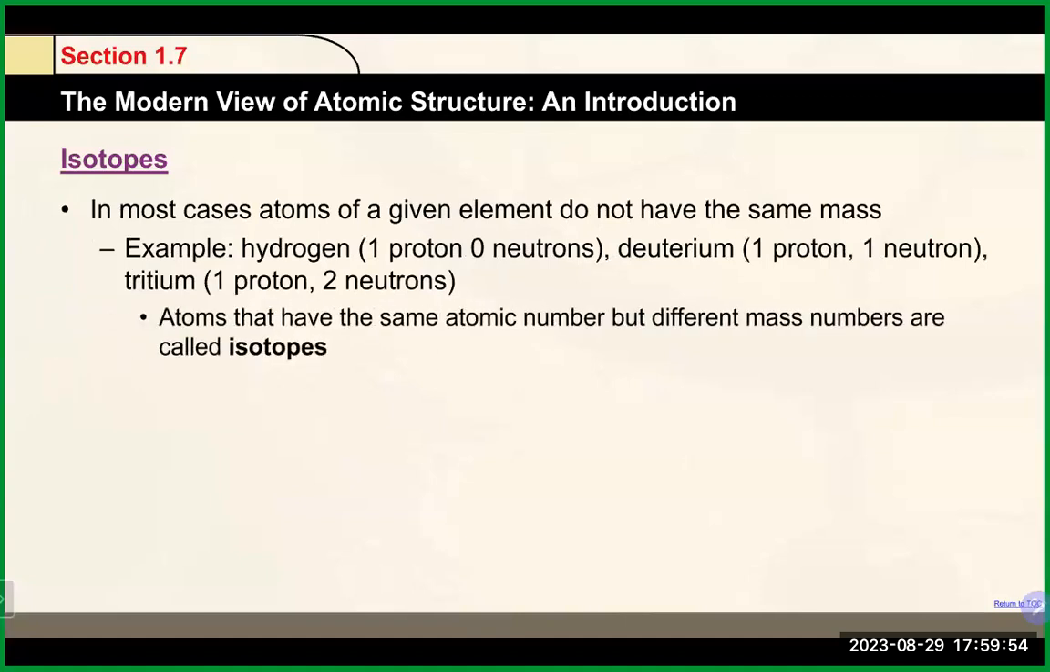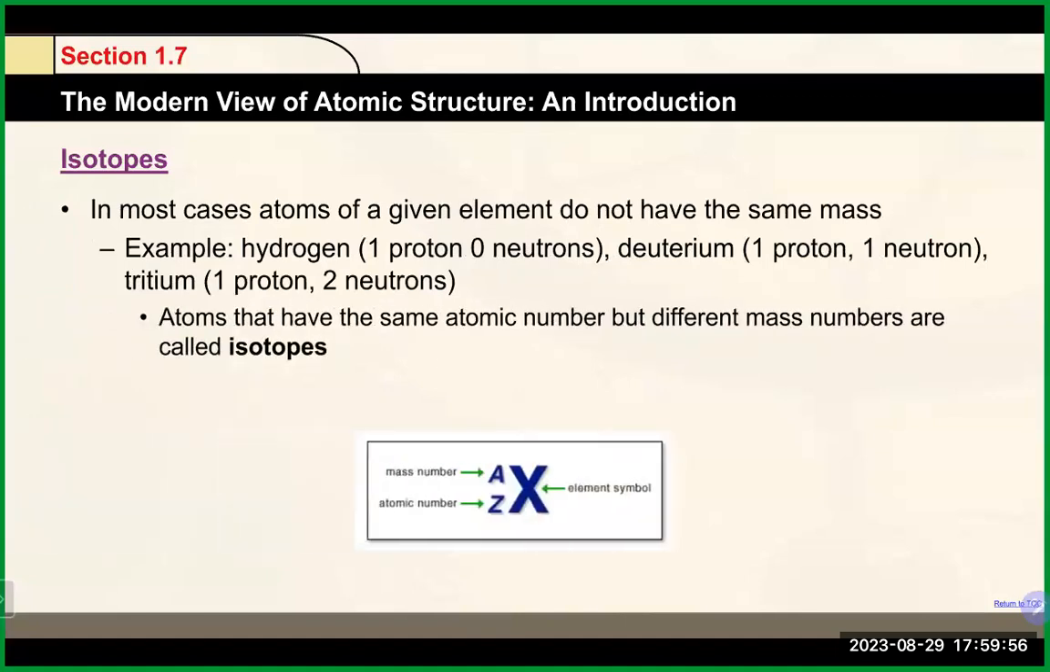So isotopes, as I mentioned before, have different numbers of neutrons, which is why they have different masses. So these are 3 versions of hydrogen. Hydrogen has 1 proton, no neutrons. Deuterium, which is sometimes referred to as heavy hydrogen, has 1 proton and 1 neutron. And tritium, which is the radioactive version of hydrogen, has 1 proton and 2 neutrons. These are all isotopes of each other. They are all hydrogen in its essence.